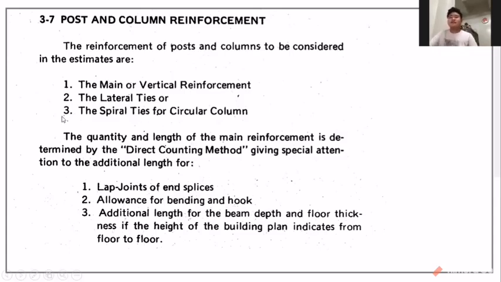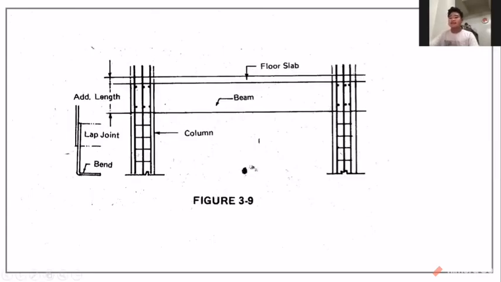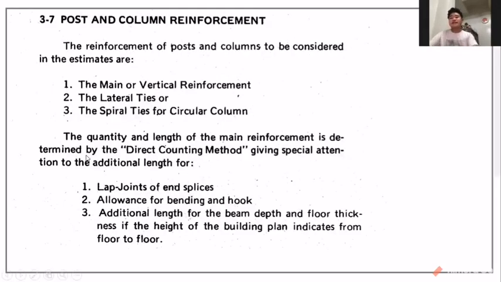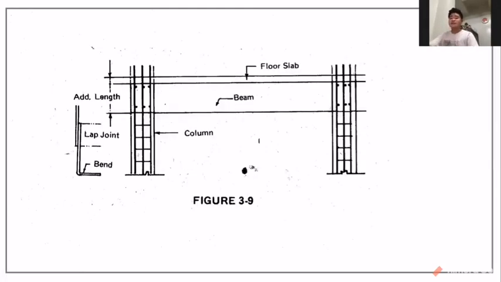So the quantity and length of the main reinforcement is determined by the direct counting method, giving special attention to the additional length for, first, the lap joints or end splices. It's here. Then second is the allowance for bending and hook. We can find it here. This is our column, this is our beam, and this is our slab, the floor slab.